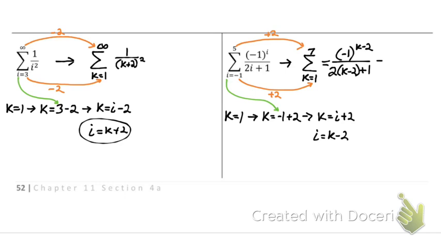If you have room, you can simplify your answer. If you don't have room, that's fine. We did all the big work. But really, we should write this as 2k, what would that be, minus 3. Don't clutter your work if you don't have to.